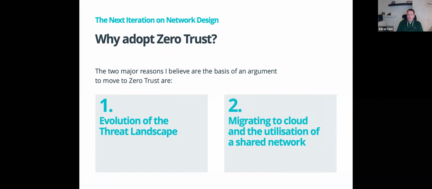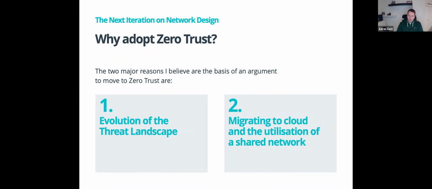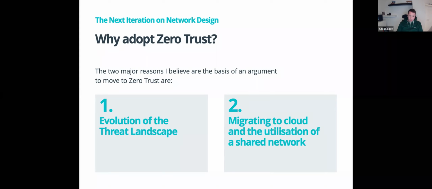Migrating to the cloud and the utilization of the shared network. So again, bringing home the shared network. You're moving to the cloud. It is not a network you control. Yes, I understand you use VPCs, but you still don't have the view of the whole landscape, right? You need to understand that this is a hostile environment, and I think you need to protect yourself against it. And I talked on a couple of those solutions.